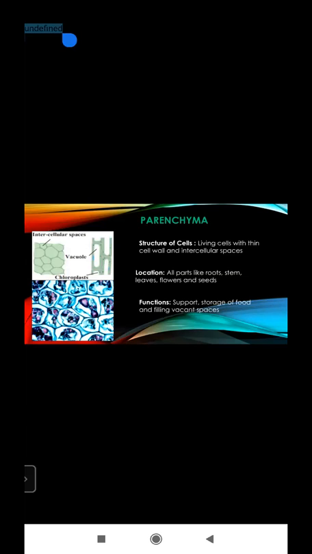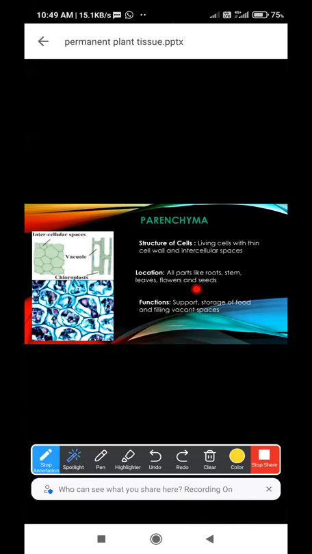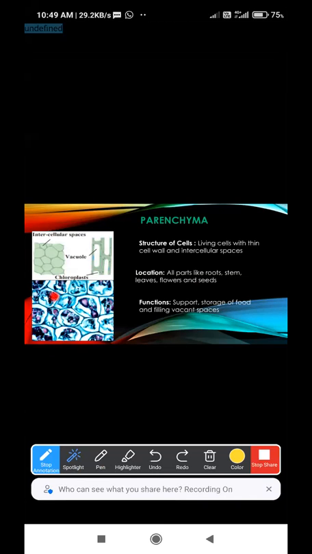This is how we can see the parenchyma in the transverse section when we observe it under the microscope. This is how the slide looks. Okay. See, it is similar to the epidermis. Single layer, flat cells without intercellular spaces and rich in cytoplasm.